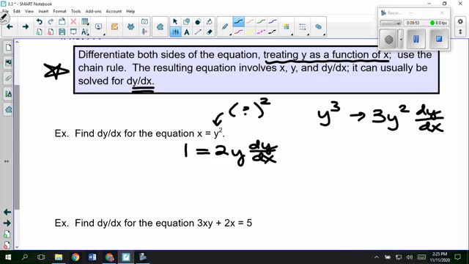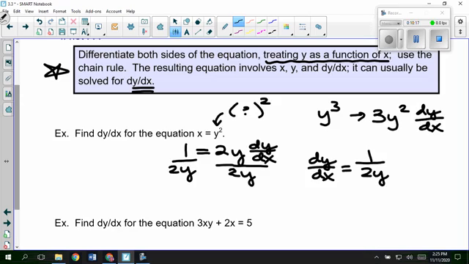Okay, so now we're back to this problem here, and we want to take a moment and get dy/dx by itself. These are all multiplied by each other, so all I need to do is divide by that 2y on both sides. So we end up with the statement that dy/dx, or the derivative of y, is equal to 1 over 2y. And this is going to be a final answer, by the way. This is a final answer.